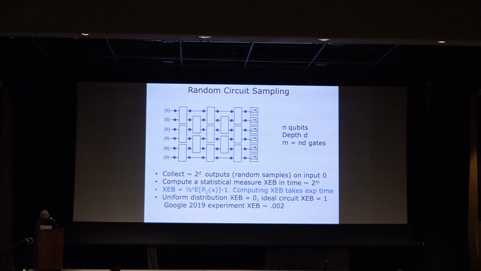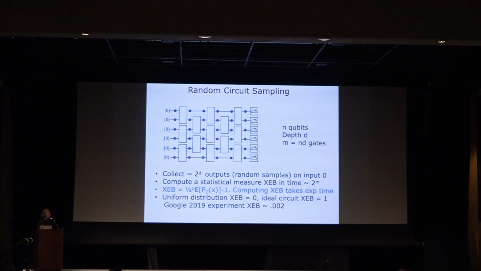And if you take this expected probability and you normalize it by 1/2 to the n, you subtract off 1, then this linear cross entropy for the uniform distribution is 0, because all these probabilities would be 1/2 to the n. So maybe I shouldn't have put that here. I was already taking the expected value. And for the ideal random quantum circuit, the XEB would be 1.